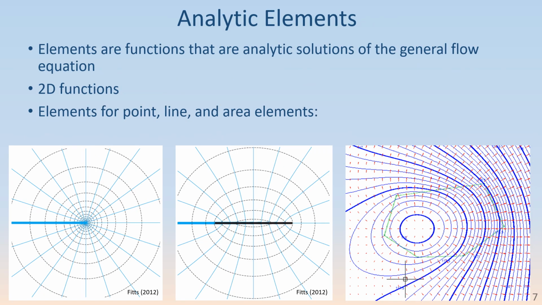What we call elements in the analytic element method are actually mathematical functions, head as a function of x, y, and time, that are solutions of the general flow equation. And these can be two-dimensional functions in general. There has been some work on three-dimensional functions for analytic elements, but that gets to be quite cumbersome and difficult, so it hasn't really pushed forward into applications. But in 2D, we have fundamentally elements for point, line, and area sources and sinks, and these are illustrated below.